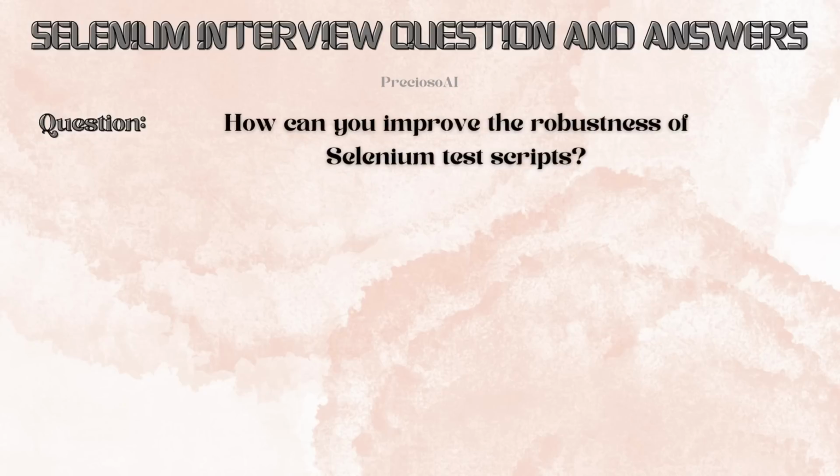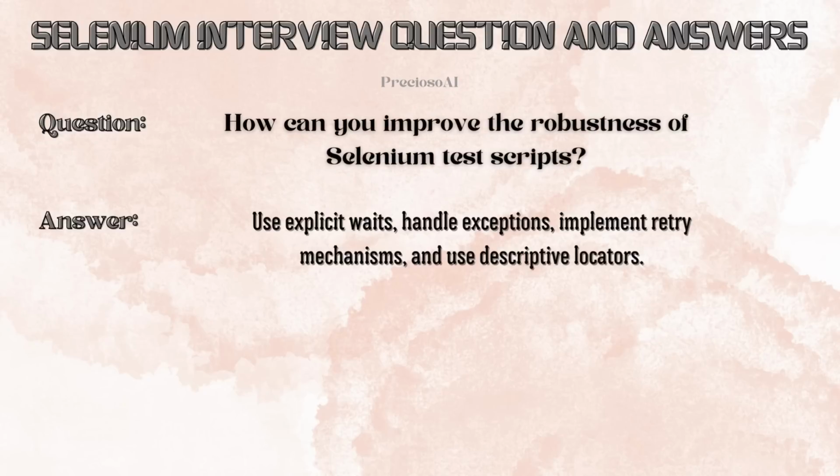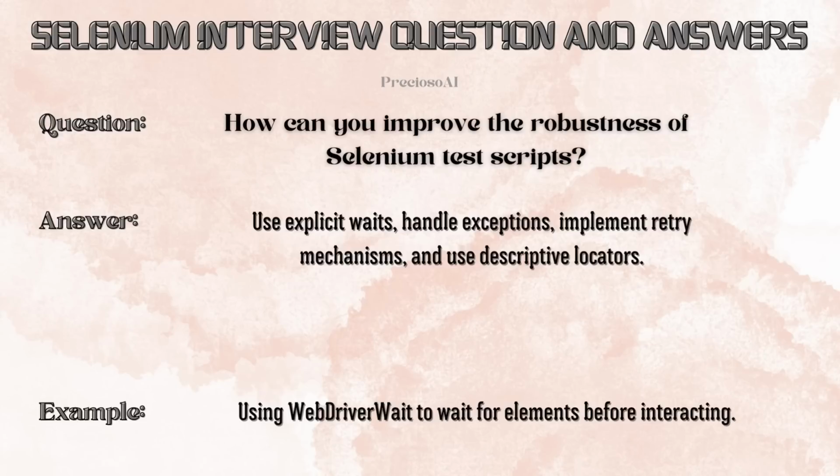Next question: how can you improve the robustness of Selenium test scripts? And the answer is: use explicit waits, handle exceptions, implement retry mechanisms, and use descriptive locators. For example, using WebDriver wait to wait for elements before interacting.